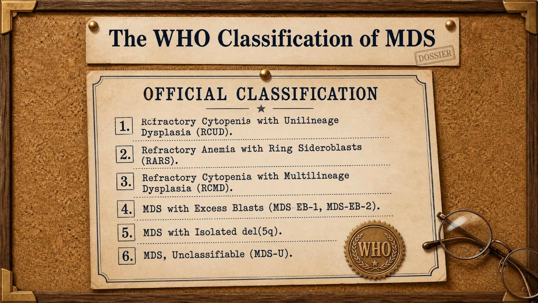As you can see, it's a detailed system, and your role in meticulously identifying and documenting the morphological features is absolutely critical for placing a patient into the correct WHO category. This classification directly impacts their treatment and prognosis. Next, let's talk about the two common morphological findings that are central to all these classifications.